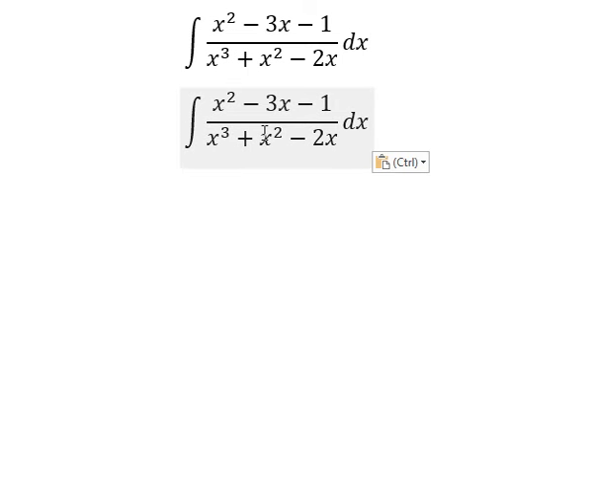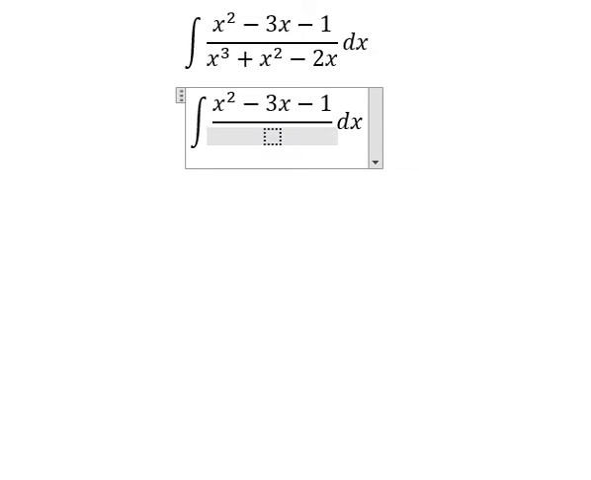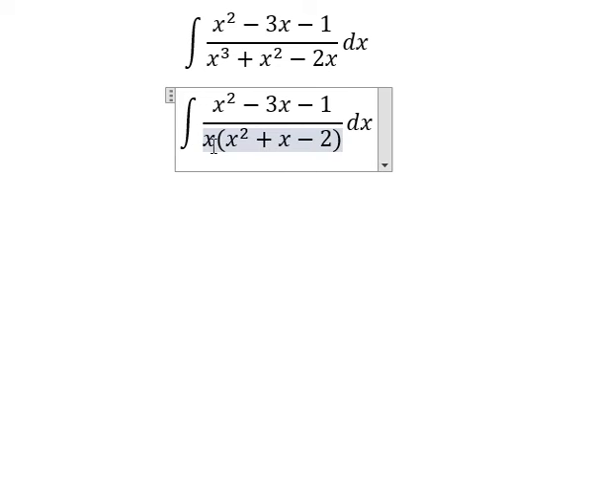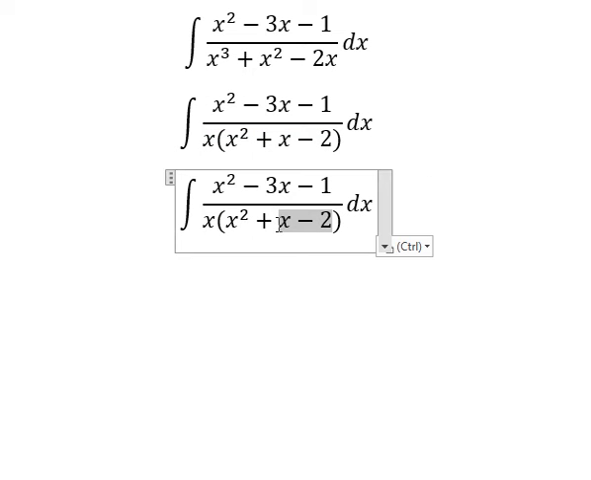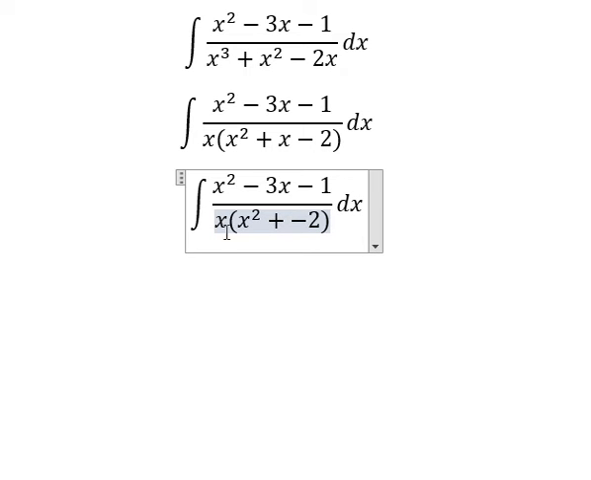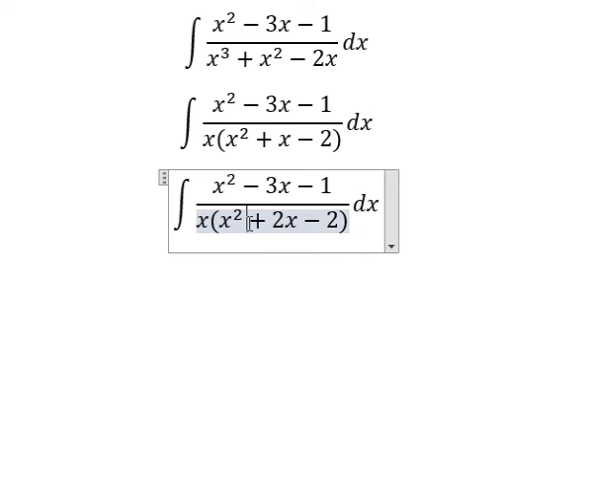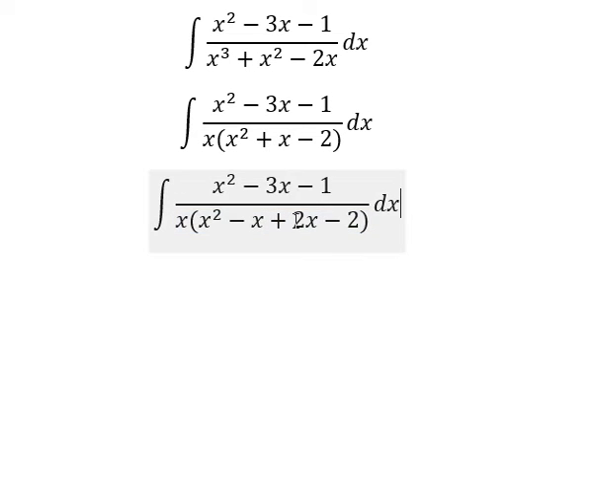We have s squared, s to the power of 3. We can do factorization by s. Next, we continue to do factorization by this one in here. So I will put s into 2s minus s, because 2s minus s you get s.